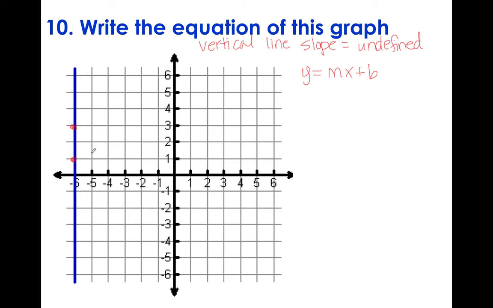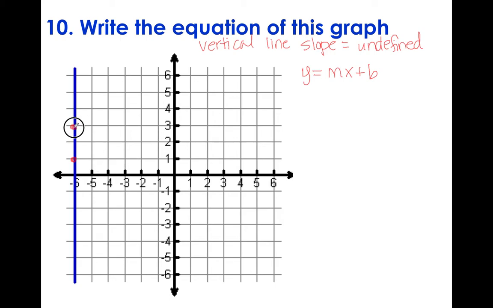But guess what? We're saying our slope is undefined. So if our slope is undefined, that actually means that we will not have a y. All right? We will not have a y. We won't have a y coordinate. We won't have a y-intercept. So let me give you a hint.